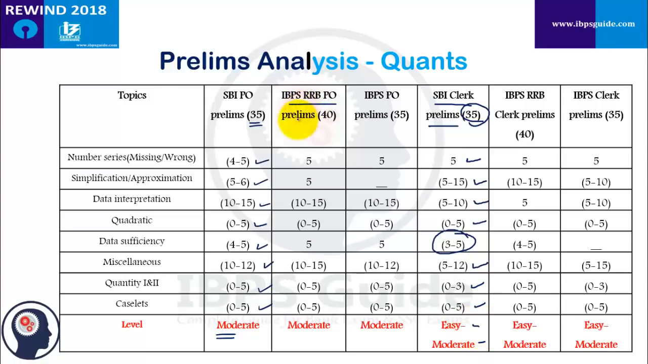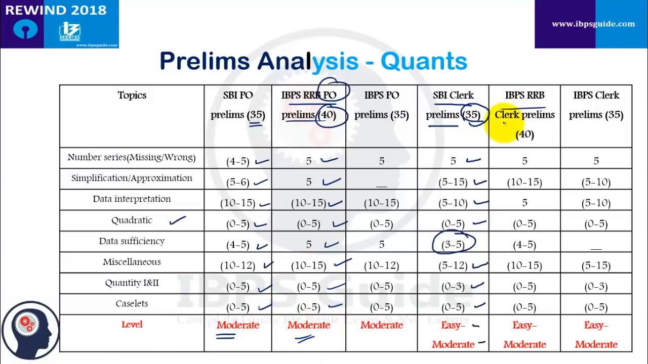Now in the IBPS RRB PO prelim exam, the number of questions is 40. Number series: 5 questions. Simplification and approximation: 5 questions. Data interpretation: 10 to 15 questions, meaning 3 sets of DI. Quadratic equations: in some slots they will be there, so 0 to 5 questions. Data sufficiency: 5 questions in the PO exam. It is fixed that data sufficiency will be asked in the PO exam. Miscellaneous or application sums: 10 to 15 questions. Quantity type: 0 to 5 questions, and Caselet: 0 to 5 questions. The level of this IBPS RRB PO prelim is moderate.